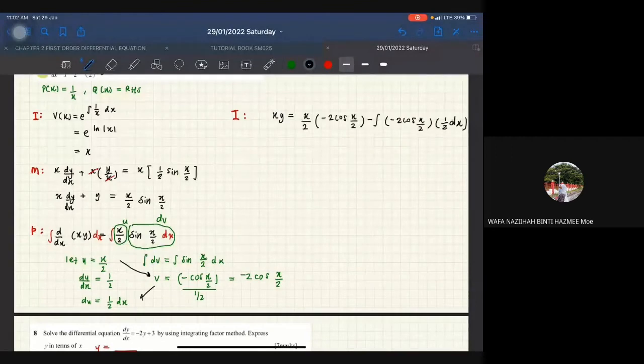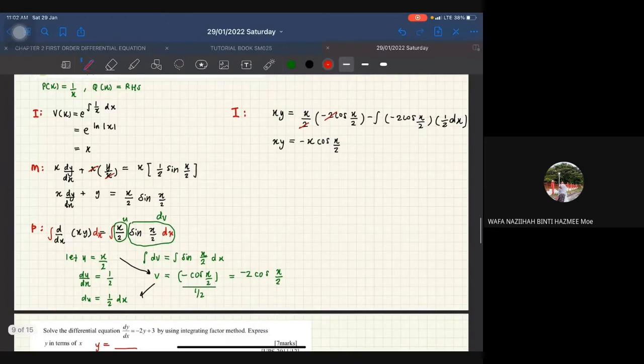Okay, so jom kita simplifykan, dapat xy and then yang belah kiri xy sahaja. So belah kanan this one 2 dengan 2 cancel out. Okay, so awak akan dapat dekat situ negative x cos x over 2. Okay, and then yang hujung sekali ni kita boleh simplifykan this one juga dengan this one. Okay, and then negative dengan negative, positive. Okay, so what do you get from there is plus integral cos x over 2 dx.